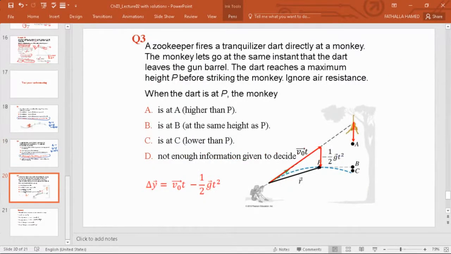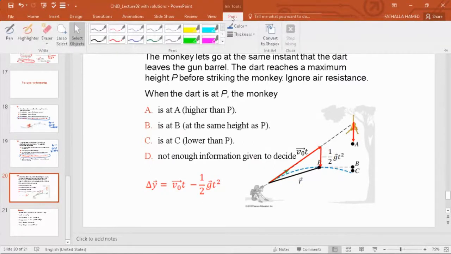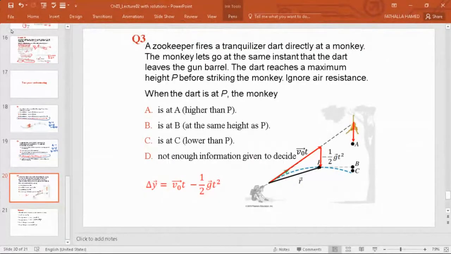The last question that we're going to deal with here. A zookeeper fires a tranquilizer dart directly at a monkey. The monkey lets go at the same instant that the dart leaves the gun barrel. The dart reaches a maximum height P before striking the monkey. Ignore air resistance. When the dart is at P, where will the monkey be?